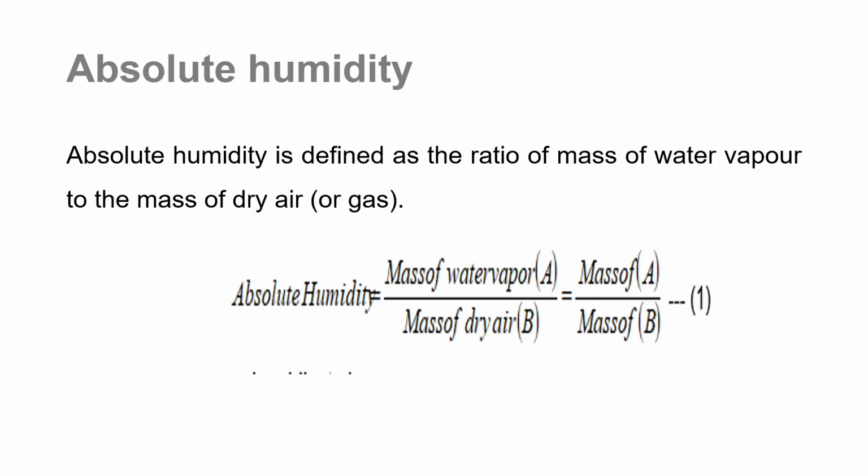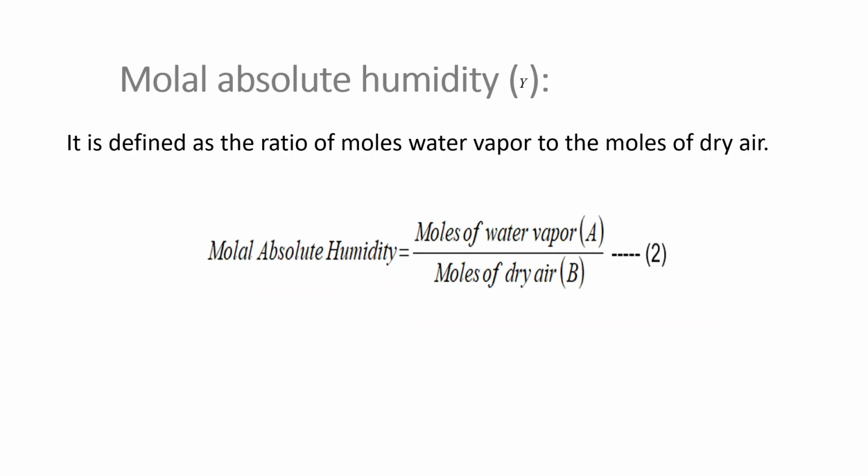What is meant by absolute humidity? Absolute humidity is the mass of water vapor per mass of dry air. It measures the mass of water vapor present per mass of dry air, and it tells us how much moisture exists in the air. That's why it is called absolute humidity. And molal humidity is the same concept, but we're dealing with moles. That's the main difference between them. So moles of water vapor over the moles of dry air. This is molal absolute humidity.